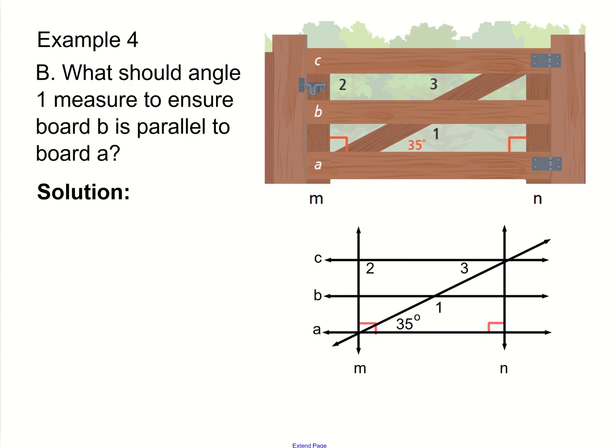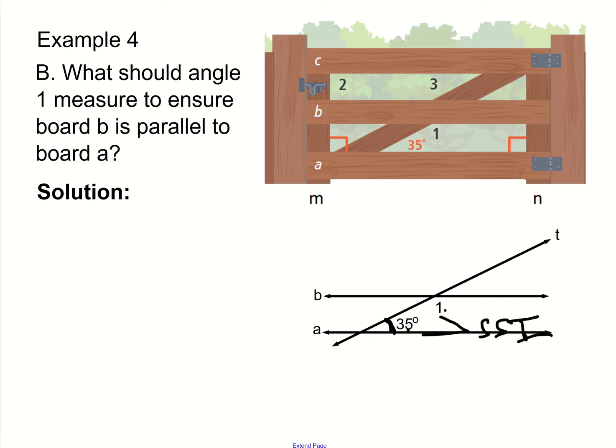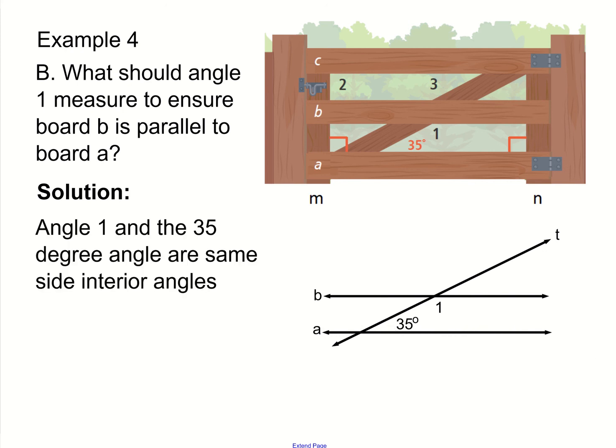So what should angle 1 be to make sure that board B is parallel to board A? We need to figure out angle 1. We're focused on B and A, and we're focused on this transversal, so let's erase everything else except for those. We've got our transversal, board B and board A. Now we know that this angle is 35 degrees. Angle 1 and the 35 degree angle are same side interior angles, so they have to add up to 180. If these are parallel, then those add up to 180. So we have 35 plus the measure of angle 1 is equal to 180, and we can subtract to find angle 1. So angle 1 has to be 155.